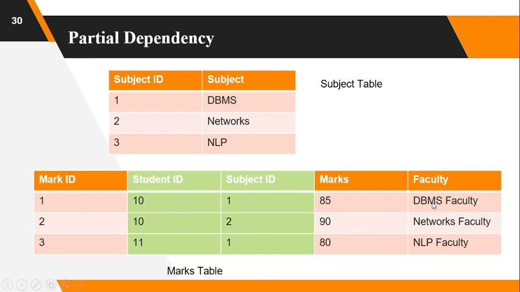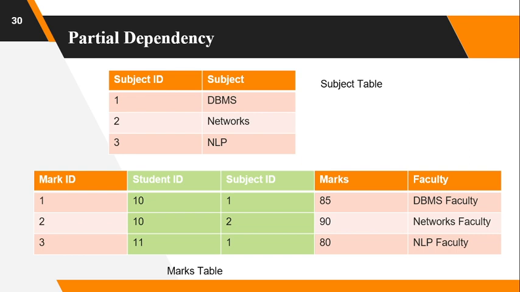Now let's see what is partial dependency. Here, you can see these two columns are highlighted. Let me explain why we have taken these two columns as the primary key. Here, student ID as well as subject ID together is taken as the primary key. That is a candidate key. It is a minimal key.